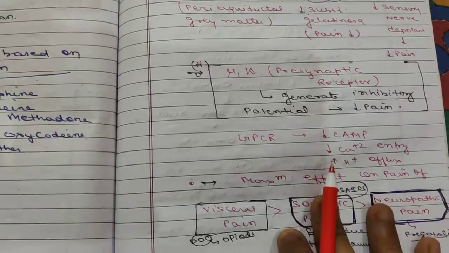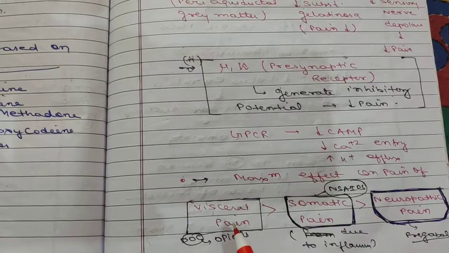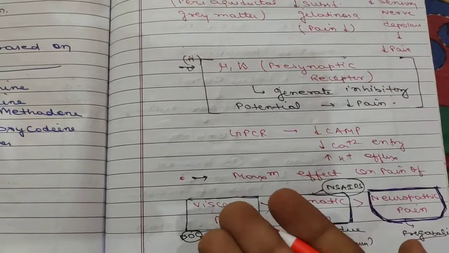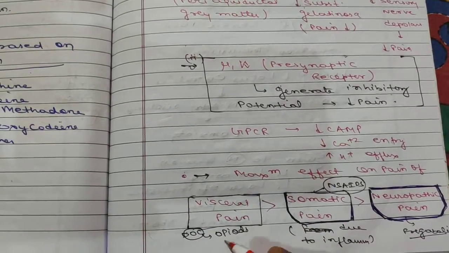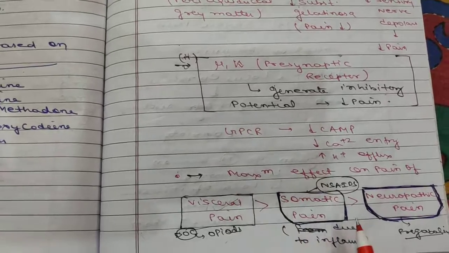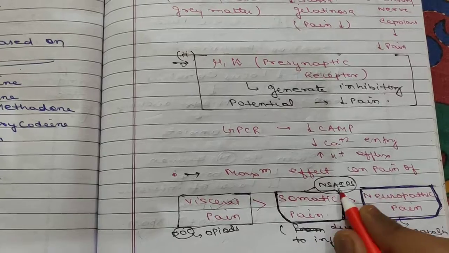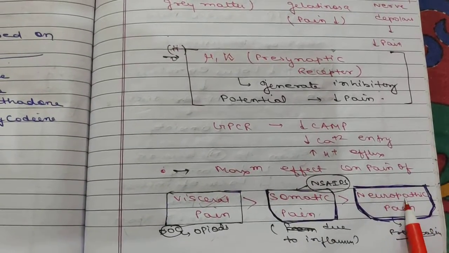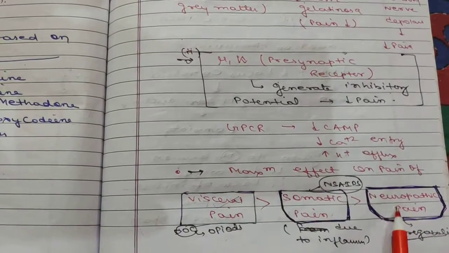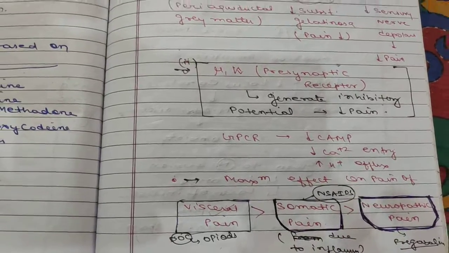Now the maximum effect is on visceral pain. So in cases of visceral pain, morphine is the drug of choice, opioids are the drug of choice, because the maximum effect is on visceral pain. The second is somatic pain, that is pain due to inflammation, and for this we use NSAIDs, and for neuropathic pain we use pregabalin. Clear? So these are the three types of pain, and in cases of visceral pain, the drug of choice is opioids.